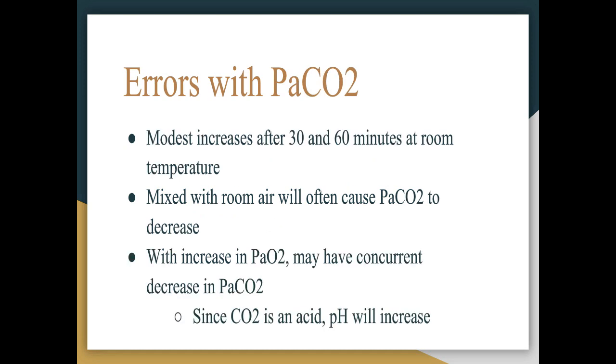There are also a number of errors that we can see with the arterial partial pressure of carbon dioxide. As we discussed before, modest increases occur after 30 and 60 minutes at room temperature. Because atmospheric CO2 is less than arterial CO2, if mixing with room air is allowed, this will falsely decrease your arterial CO2. With an increase in your arterial oxygen, you may also have a concurrent decrease in your CO2. When this occurs, since your CO2 is an acid, your pH will increase.